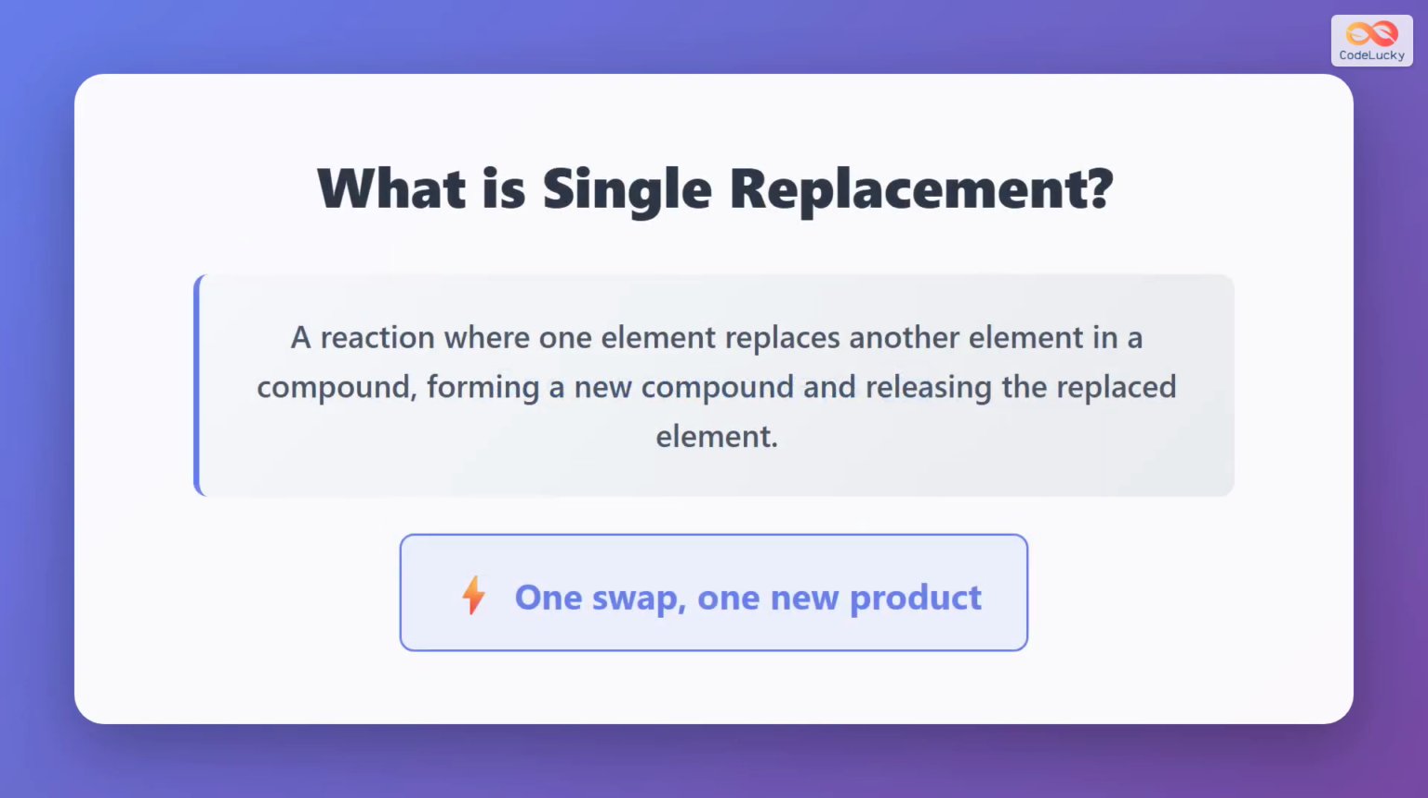A single replacement reaction is a reaction where one element replaces another element in a compound, forming a new compound and releasing the replaced element. Think of it like a substitution where one player swaps in for another. The key concept here is simple. One swap leads to one new product. The element that's being replaced gets kicked out and exists on its own, while the incoming element takes its place in the compound.